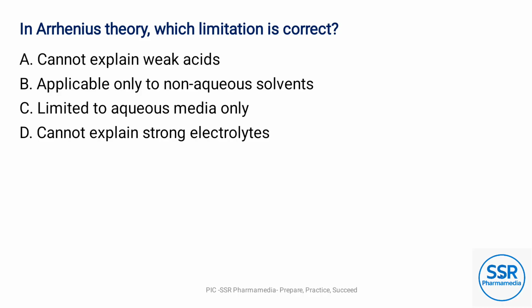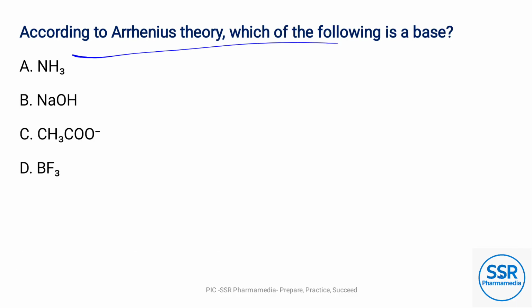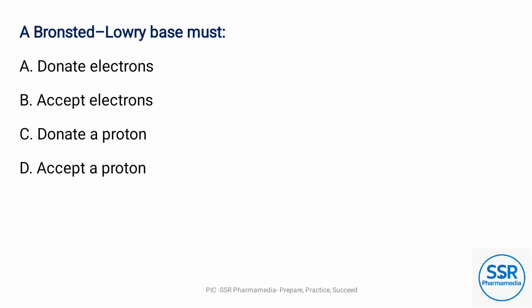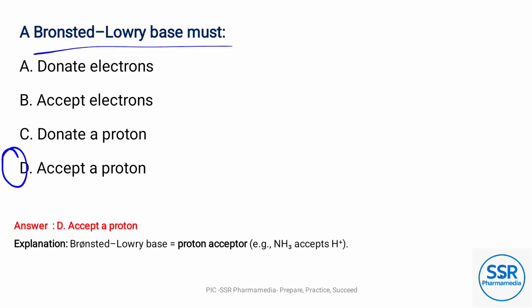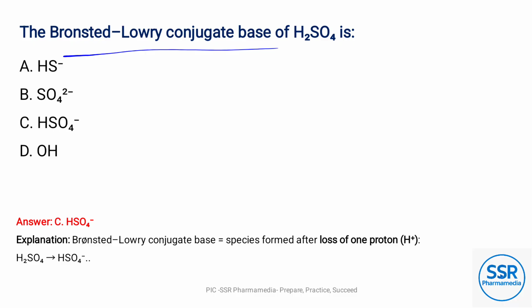In Arrhenius theory, which limitation is correct? Option C is the answer, limited to aqueous media only. According to Arrhenius theory, which of the following is a base? Option B is the answer, sodium hydroxide. A Bronsted-Lowry base must, option D, accept a proton. The conjugate base of H2SO4 is, option C, HSO4 minus. After donating a hydrogen ion, it becomes the conjugate base.